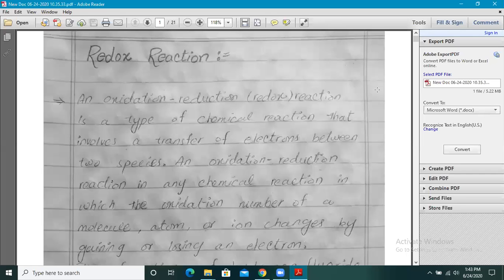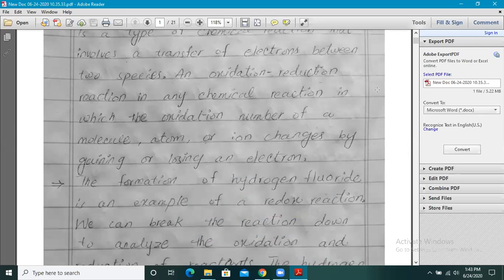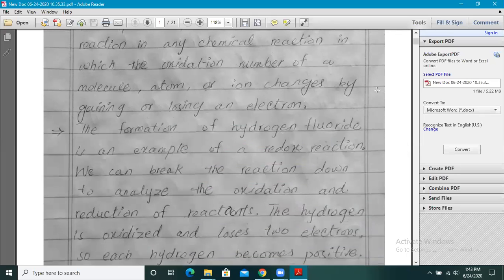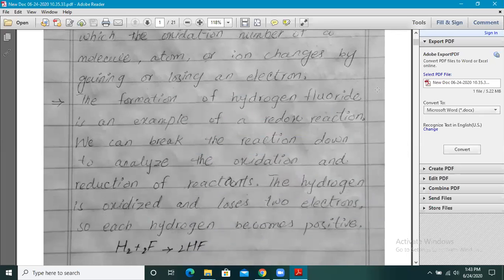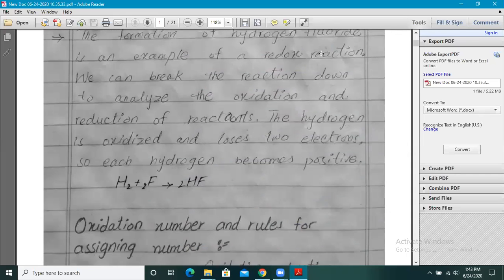Redox reaction. An oxidation-reduction reaction is a type of chemical reaction that involves the transfer of electrons between two species. An oxidation-reduction reaction is any chemical reaction in which the oxidation number of a molecule, atom, or ion changes by gaining or losing an electron. Here is the equation of it.